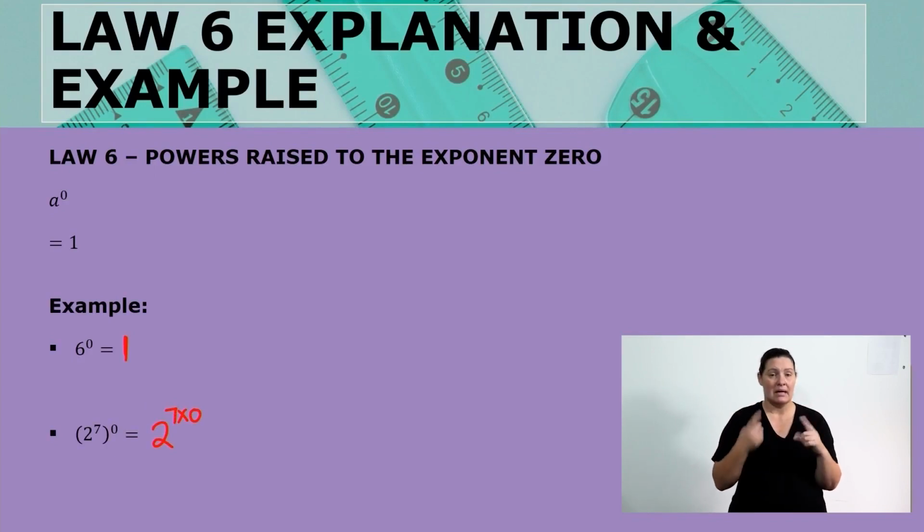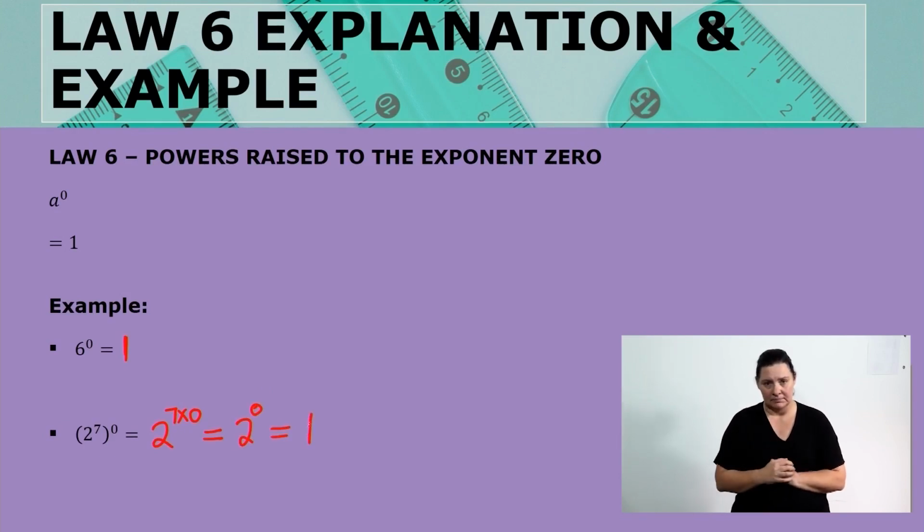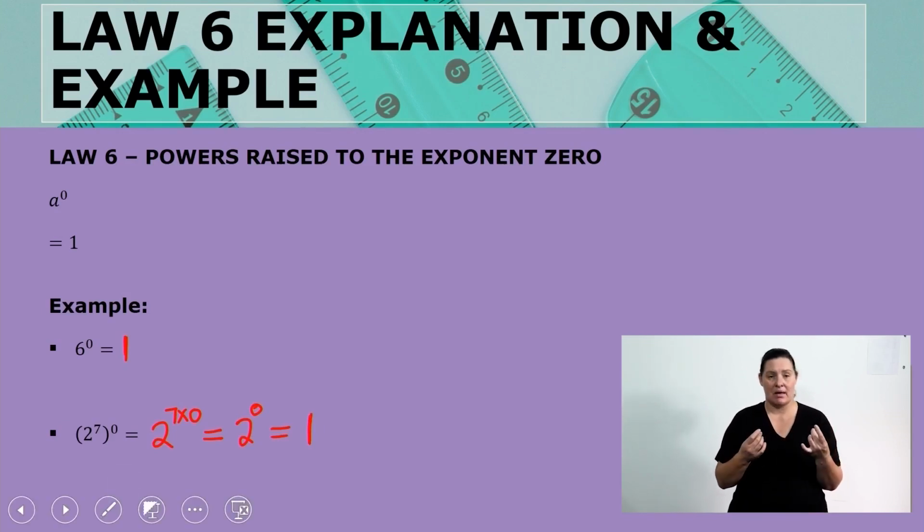Remember, any number multiplied by 0 will become 0. So we actually have here 2 to the exponent 0. And what is any number raised to the exponent 0? Yes, our answer is going to be 1. So any number raised to the exponent 0 is 1, except for 0, of course.